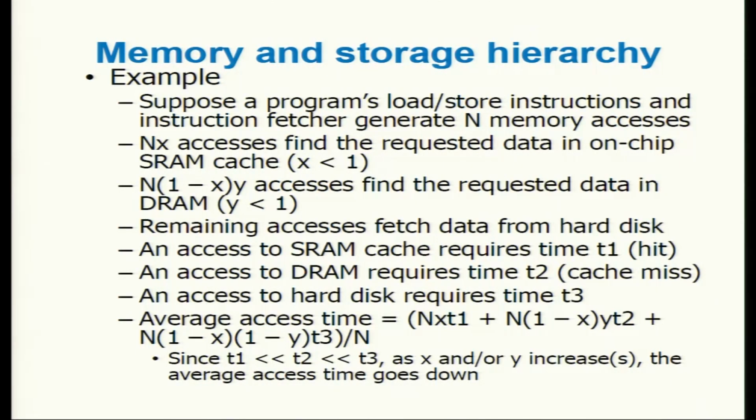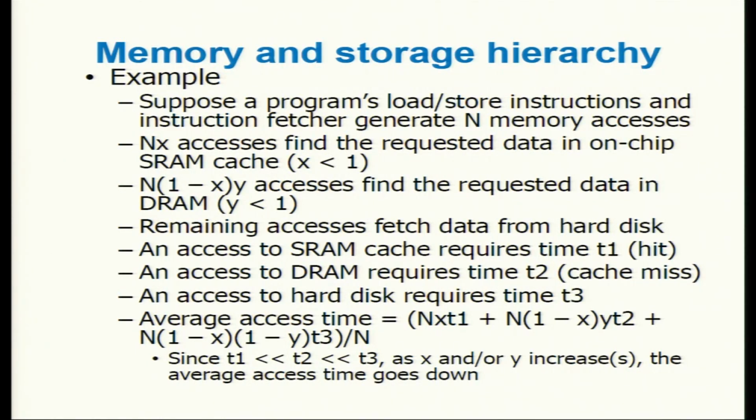So here is what we have just discussed. Suppose a program's load store instructions and instruction fetcher generate n memory accesses. n times x accesses find the requested data in the on-chip SRAM cache. n times (1 minus x) times y accesses find the requested data in DRAM. The remaining accesses fetch the data from hard disk. An access to SRAM cache requires time t1. That's called a cache hit.